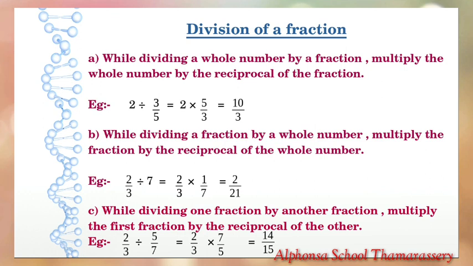Then, while dividing one fraction by another fraction, multiply the first fraction by the reciprocal of the other. Example, 2 by 3 divided by 5 by 7. That is equal to 2 by 3 into the reciprocal of the second fraction, that is 7 by 5. So 2 sevens are 14 divided by 3 fives are 15. Dear students, you have to write these notes in your notebook and study the division of a fraction.